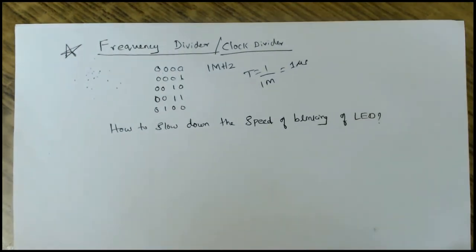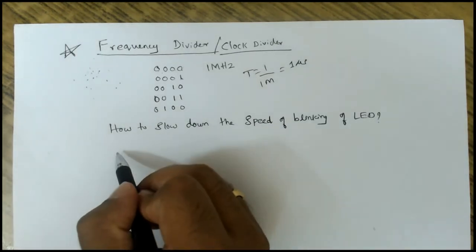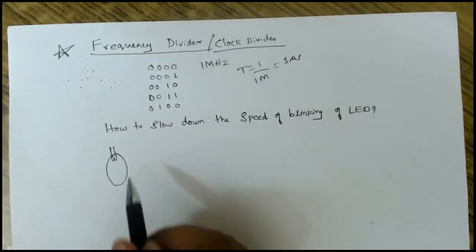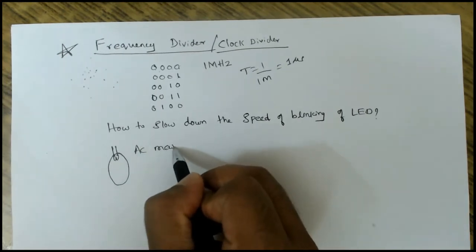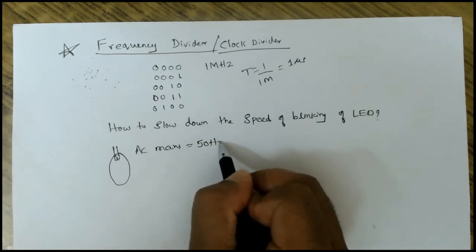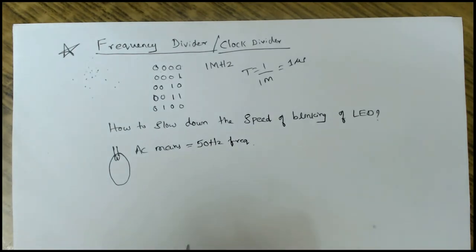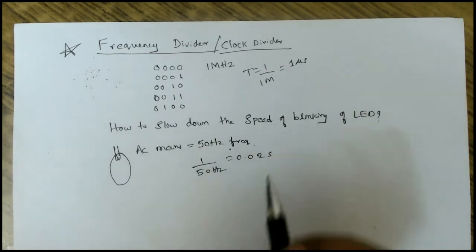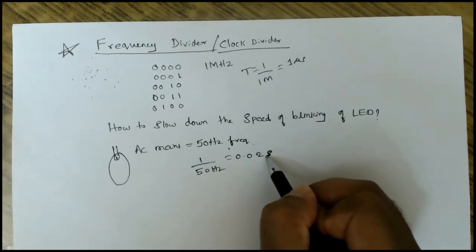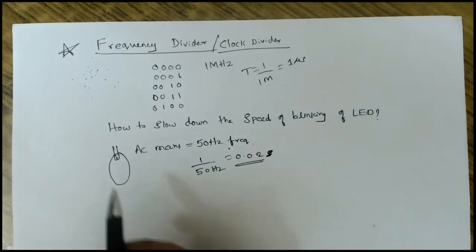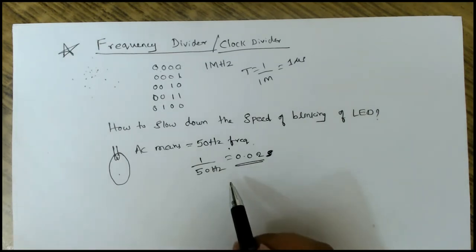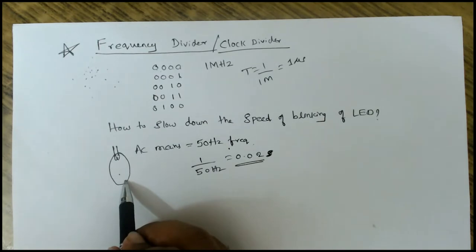And one more live example I want to quote here: the 10 watt tungsten bulb that we use. Our AC mains is of 50 hertz frequency. 50 hertz is nothing but 0.02 seconds. At every 0.02 seconds, this bulb blinks. But we hardly notice it because the human eye is not able to capture blinking at that speed. So it looks as if it is always on.